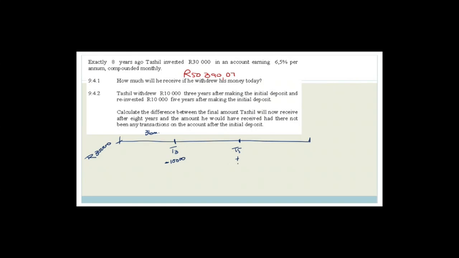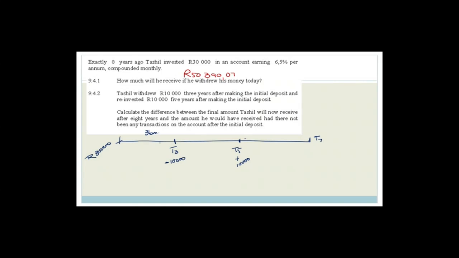Okay, then he adds 10,000 rand, and then he goes on to T7. Okay, so it's a little bit sad because he is going to lose interest here where he's withdrawn his money. So let's work this out.